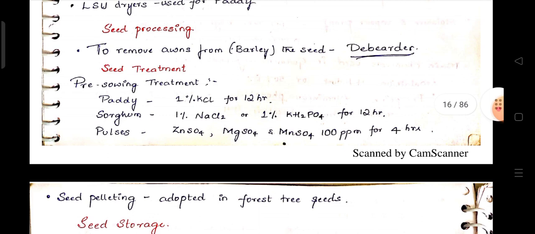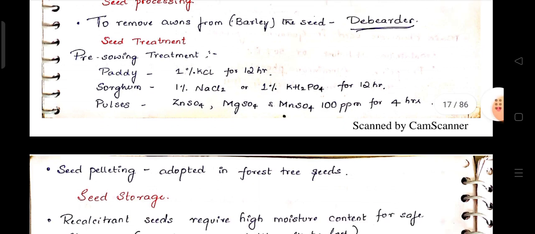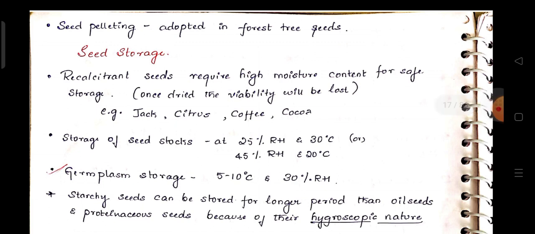Seed treatment for pre-sowing treatment in paddy, 1% KCl for 12 hours. So, soaking is generally practiced. For sorghum, 1% NaCl or 1% KH2PO4 for 12 hours. In pulses, zinc sulfate, magnesium sulfate, then MnSO4 100 ppm for 4 hours. Seed pelleting is adopted in forest tree seeds.